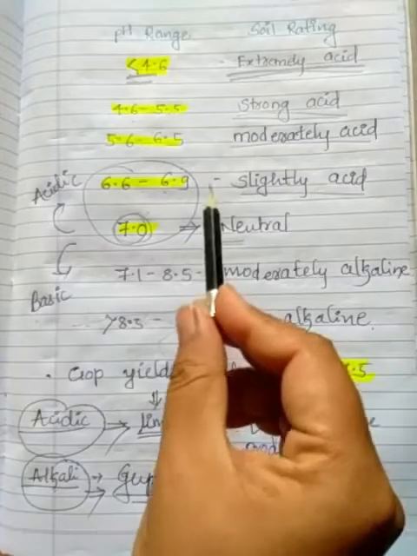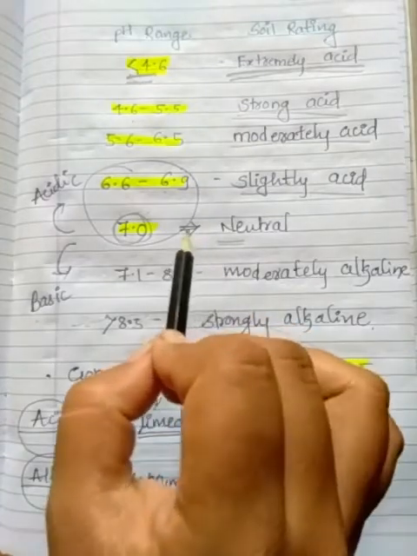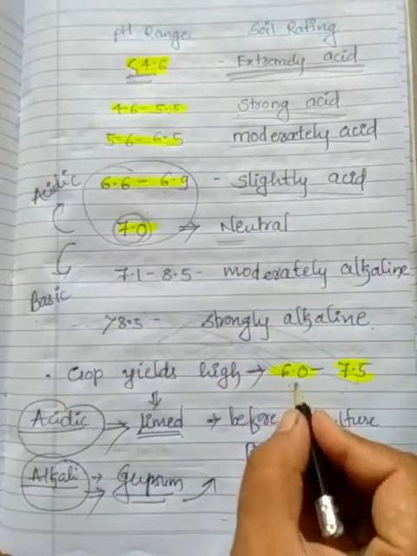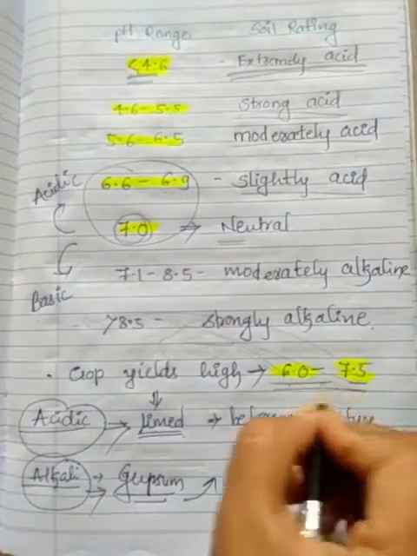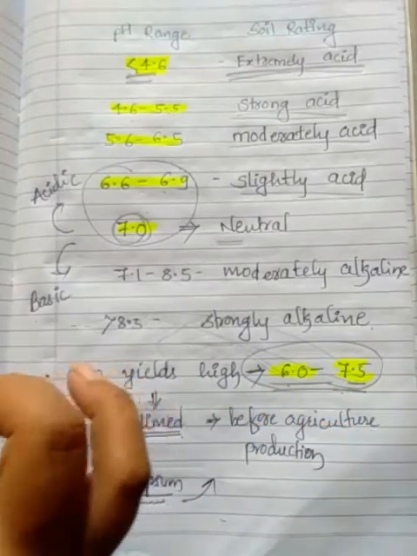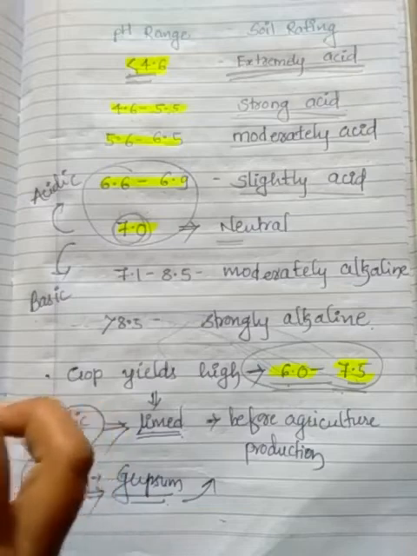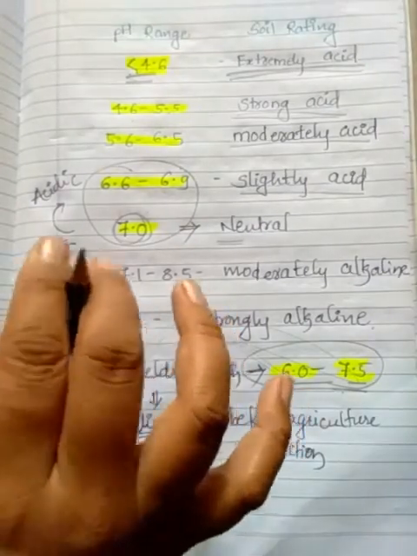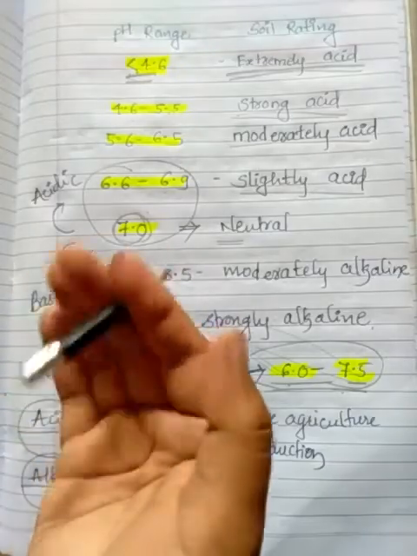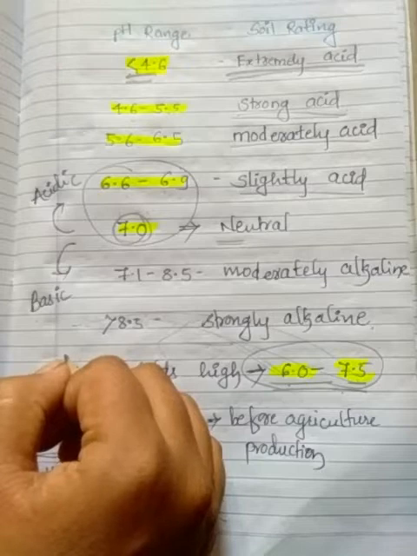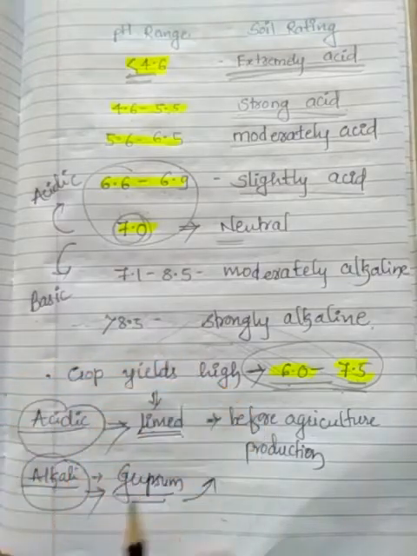Now in all these ranges, which is favorable for more crop yield? That is 6.0 to 7.5. This particular range is more favorable for what? Good crop yield. Again, next is what? Consider if our soil is acidic in nature or if it is basic in nature. So what are we supposed to do for that? Which remedies do we have to apply? We will discuss it over here.